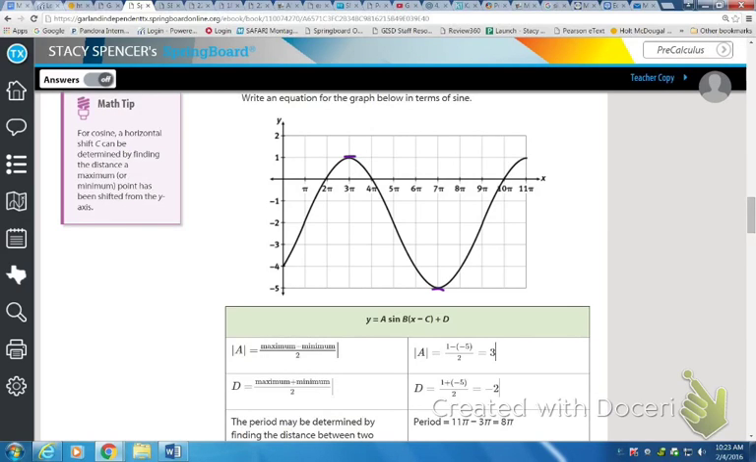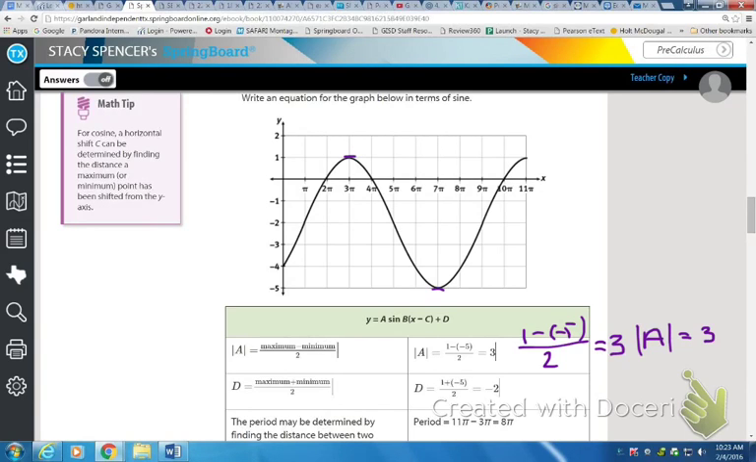-5. So if we come down here and we do the 1 minus the -5, that would give us a 6. And then when we divide that by 2, we would get a 3. So we have an amplitude of 3. You notice they do have it in the absolute value because we don't know yet if we have done a reflection.